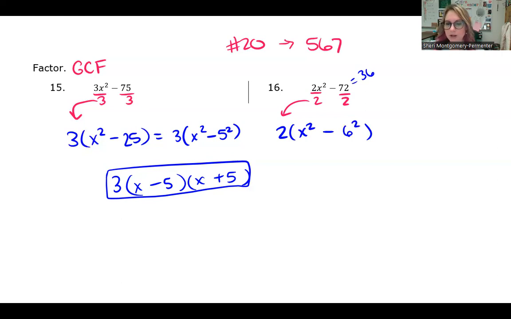So now when I go to write my answer, the 2 still has to stay there. One will be plus, one will be minus. Doesn't really matter which one's which. And you got to put the first thing first. So x is first for this one and 6 is last.